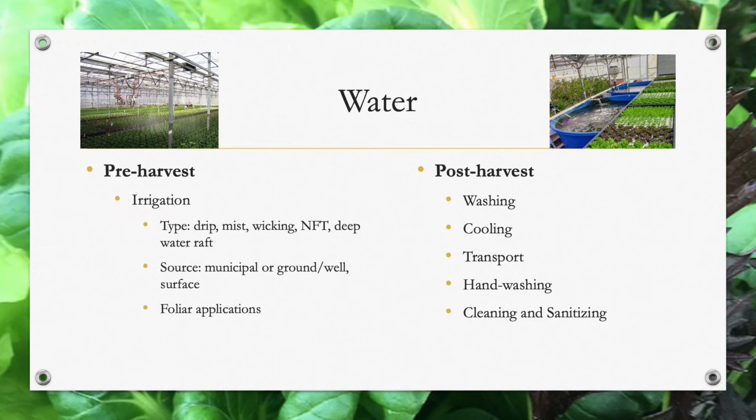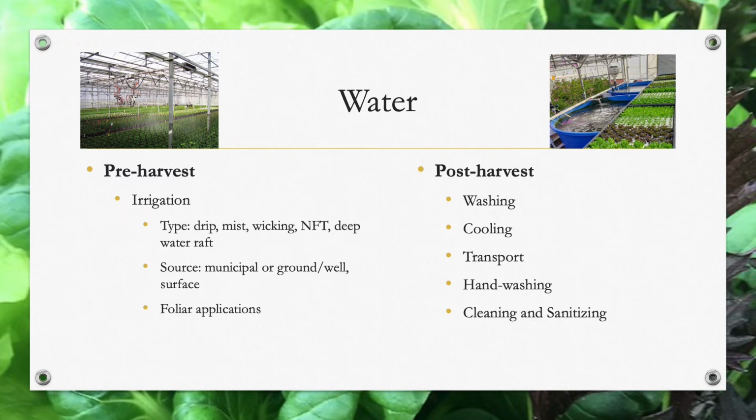So let's start with water. Pre-harvest water and post-harvest water, again, is how we separate agricultural water in the food safety world. To talk about irrigation, we're going to talk about it in a risk assessment form from low risk to high risk. So the type of irrigation matters. There are not a lot of high risk irrigation methods in greenhouse use.